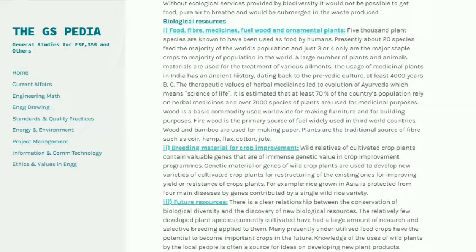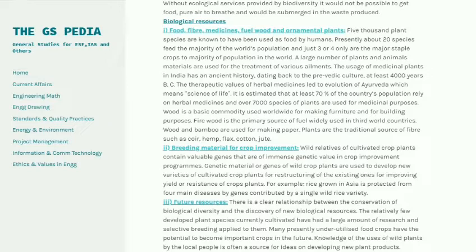2. Breeding material for crop improvement. Wild relatives of cultivated crop plants contain valuable genes that are of immense genetic value in crop improvement programs. Genetic material or genes of wild crop plants are used to develop new varieties of cultivated crop plants, for restructuring of the existing ones, for improving yield or resistance of crop plants. For example, rice grown in Asia is protected from 4 main diseases by genes contributed by a single wild rice variety.